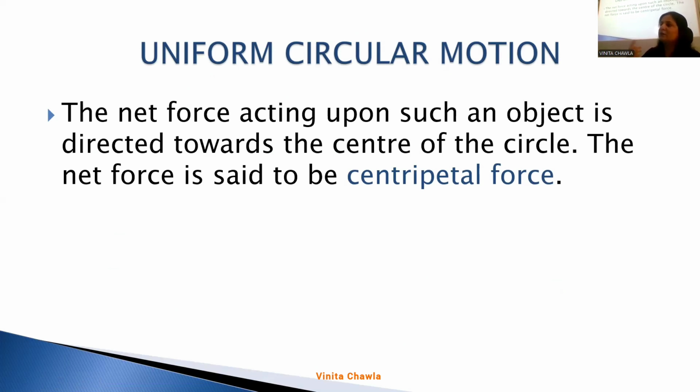When an object moves in a circle, there are two kinds of forces acting on it. One is centripetal force and the other is centrifugal force. Centrifugal force is the pseudo force and centripetal force is the force which maintains the object in a circle. It acts towards the center.